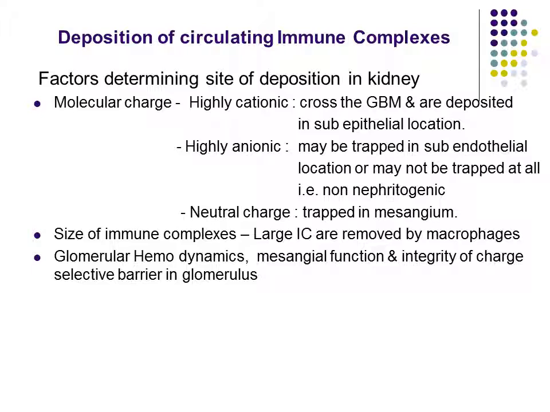Highly anionic or negatively charged molecules may be trapped in the subendothelial location because they cannot pass the glomerular basement membrane or the foot processes, or may not be trapped at all, that is, non-nephritogenic. Neutral charged ones are trapped in the mesangium. Now, apart from charge, there is the size of immune complexes. Large immune complexes can be removed by macrophages, whereas small immune complexes can be seen deposited.